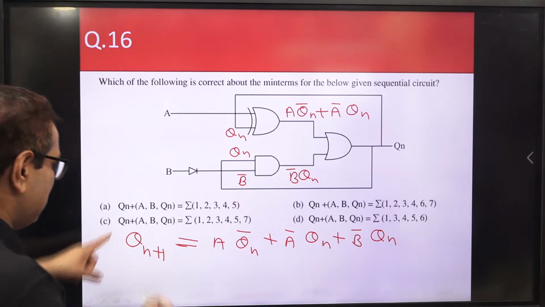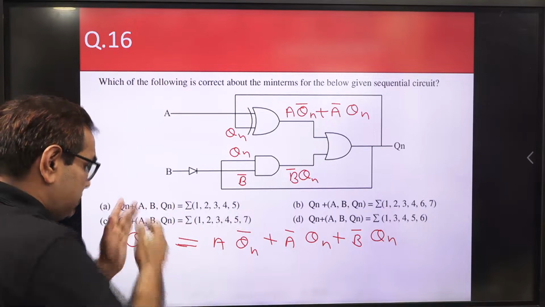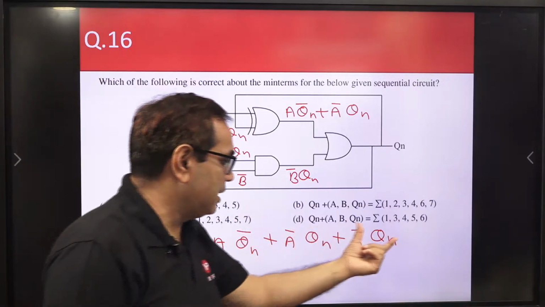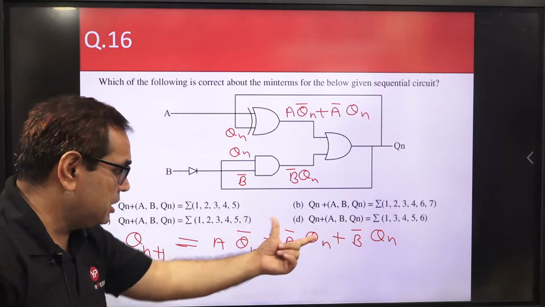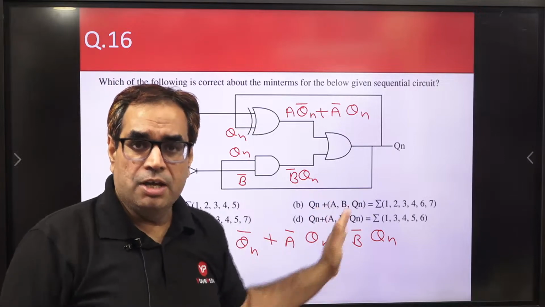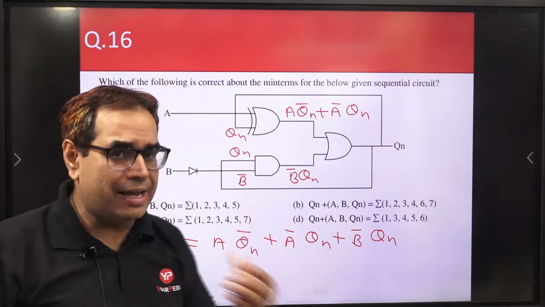Now they have mentioned here A comma B comma Qn. So they have created the minterms in this order. First A, then B, then Qn. So in all the minterms here, we will convert this into canonical form, and we will follow the same order: A, B, Qn. Okay. So now this is the question of converting SOP into canonical form.